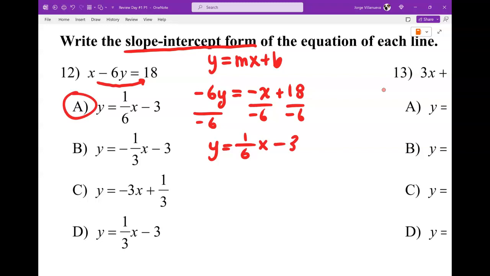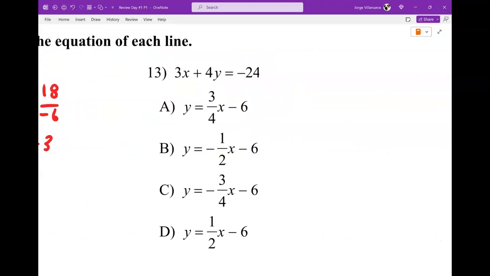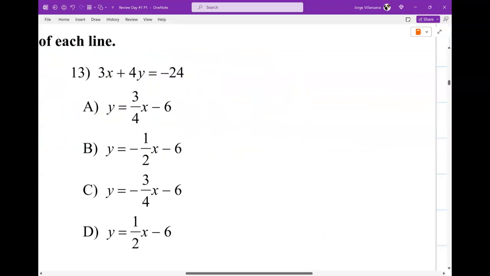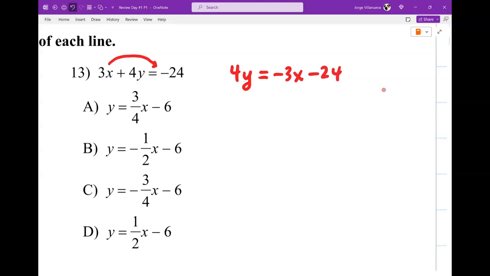Questions on this one? Next one should be the same thing. Just solving for y. So I'm going to get this 3x and throw it to the other side. It's positive 3x right now, so it's going to become a negative 3x. So 4y equals negative 3x minus 24. Now divide everything by 4. So y is equal to negative 3/4 x minus 6. That's C.